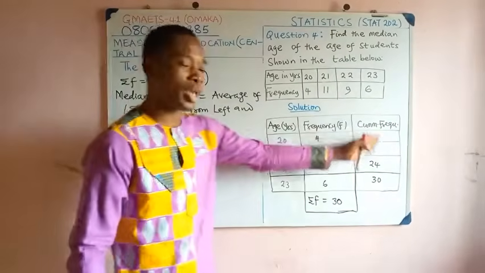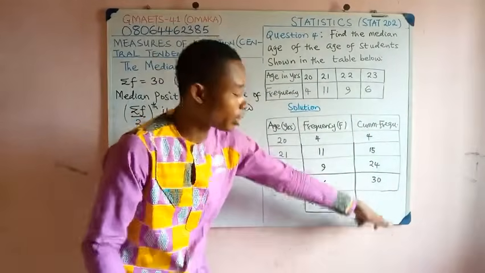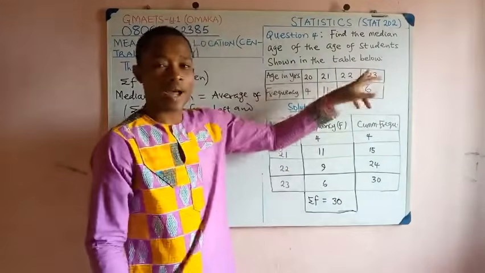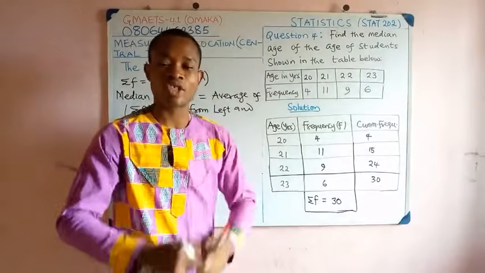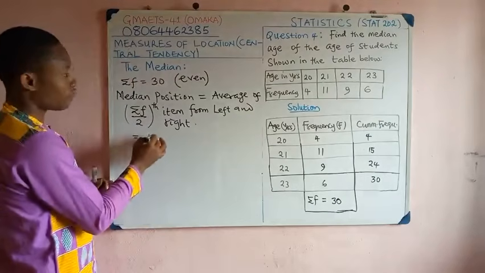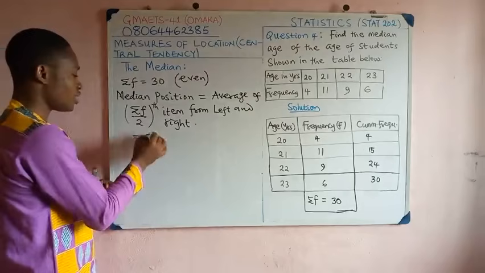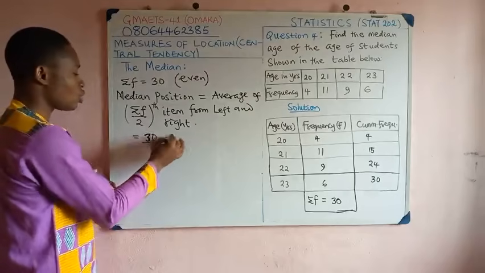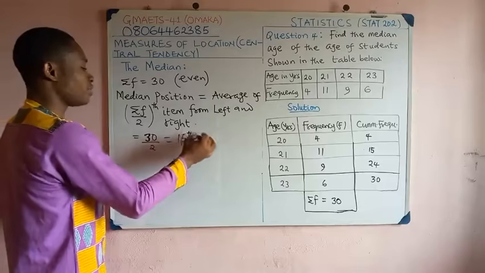In this case, we are dealing with tables, so we're going to count from top to bottom, bottom to top, and locate those 2 numbers whose average we are meant to get. Now, summation f here is equal to what? 30. 30 divided by 2 will give us the 15th item.